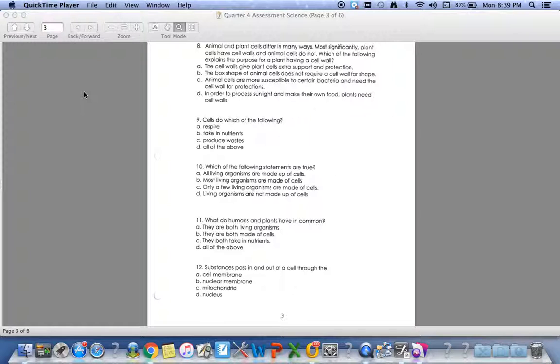Number 11. What do humans and plants have in common? A. They are both living organisms. B. They are both made of cells. C. They both take in nutrients. Or D. All of the above. Number 12. Substances pass in and out of a cell through the A. Cell membrane, B. Nuclear membrane, C. Mitochondria, or D. Nucleus.